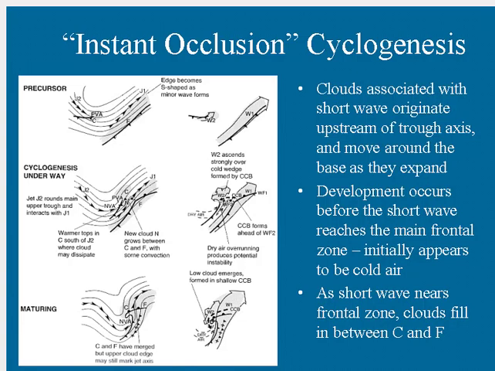Our next type of cyclogenesis is the so-called instant occlusion cyclogenesis. It starts off looking a lot like cold air cyclogenesis, where we have an impinging short wave moving towards this warm conveyor belt. But once again, just like in cold air cyclogenesis, we see the cyclone develop west of this warm conveyor belt right here. So early on, we see this space in between the warm conveyor belt and this developing low. However, what happens next makes it different from cold air cyclogenesis.